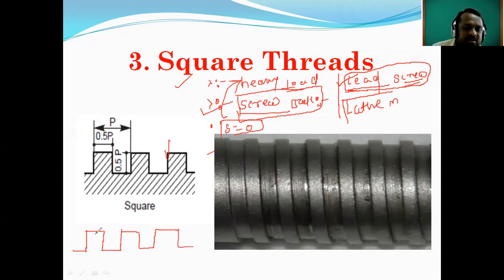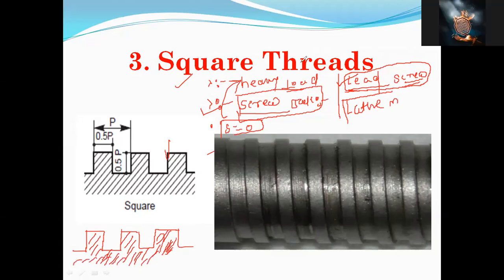Okay, and draw the hatching line section. Okay, it is the square thread. So understood? Yes, sir. Okay, the next thread is the ACME thread.